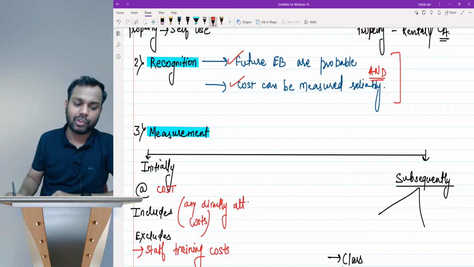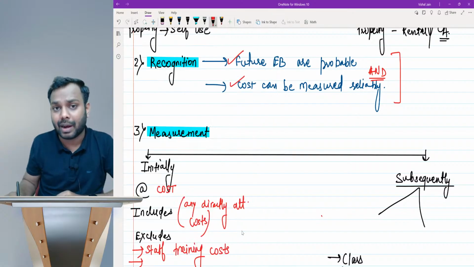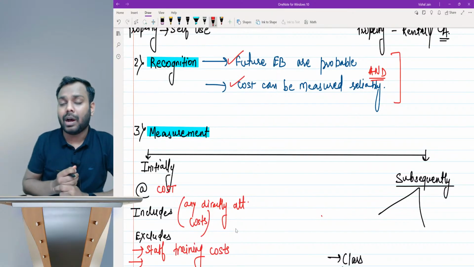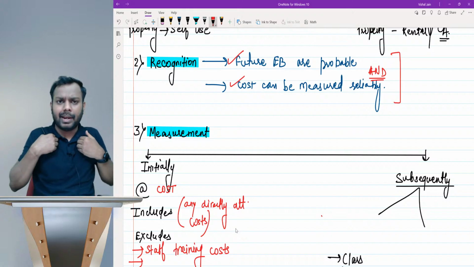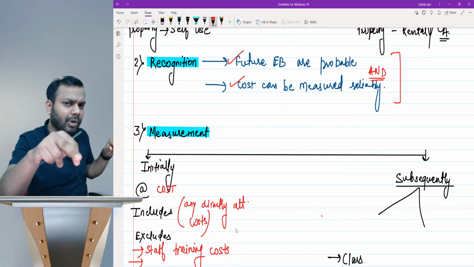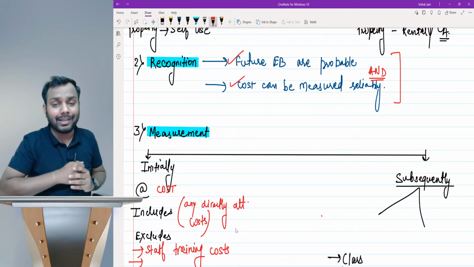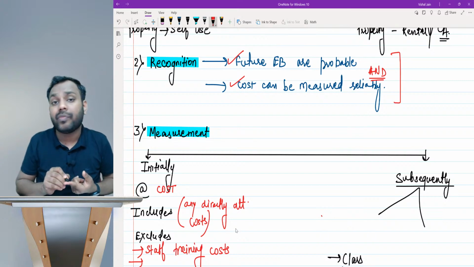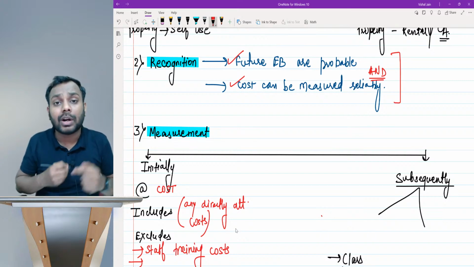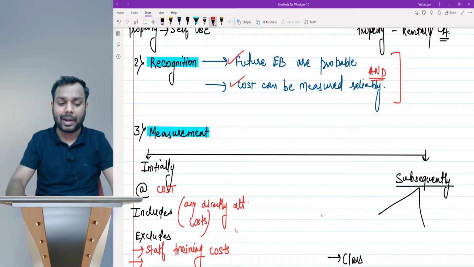and I gave the reason also specifically, that we cannot control. Let's suppose when we train our staff or our employees, we don't control our employees. Let's suppose I have given training to my employees today and he resigns tomorrow. Can I stop him? No, I cannot stop him. So though I am incurring these expenditures and cost can be measured reliably, future economic benefits are not probable. I am not able to control these costs. If I am not able to control, it will not be capitalized.